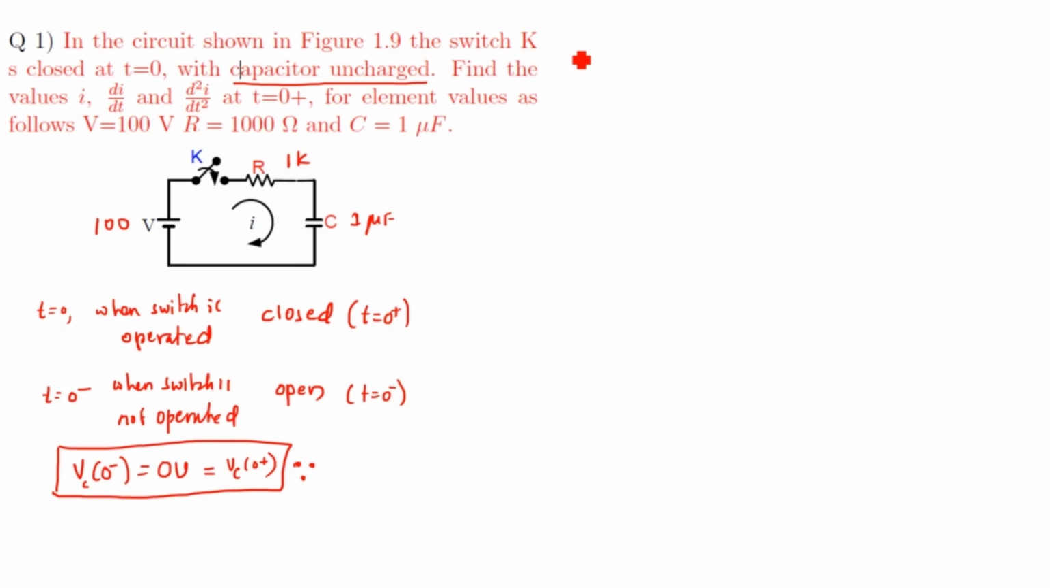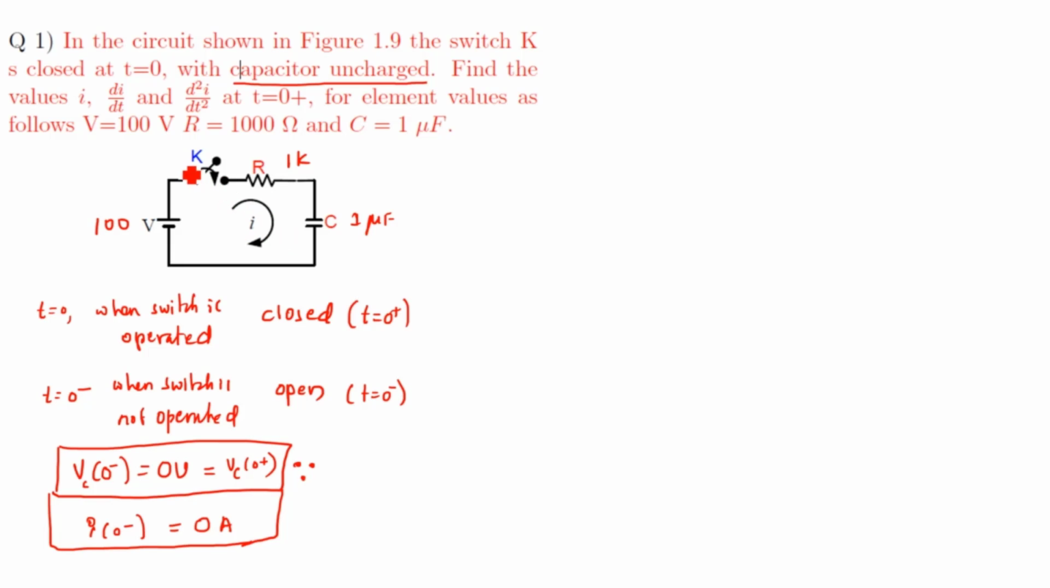Next thing is, when the switch was open, can I call this I at 0 minus? When the switch was open, there is no closed circuit, so I can write the current through the circuit as 0 amperes before switching. This K was open. See here, this K was open. If it is open, there is no flow of current because we don't find any closed circuit there.